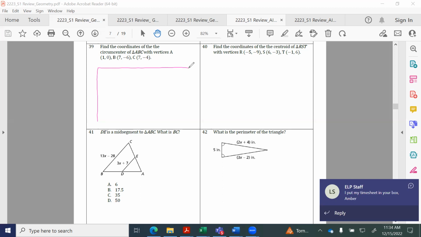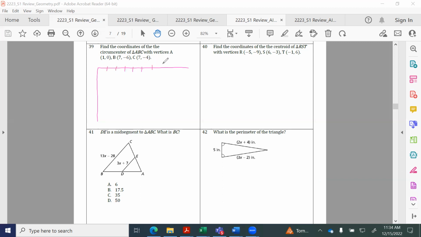We have 3 coordinates for our vertices. Plot those points. So 1, 2, 3, 4, 5, 6, 7 on the x-axis, 1, 2, 3, 4, 5, 6 on the y-axis. So we have a point at 1, 0 for A. We have a point at 7, -6 for B. And we have a point at 7, -4.